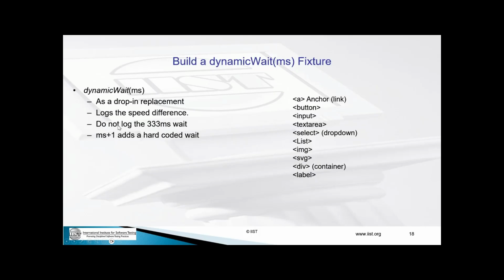And as I said, we don't want to log the small weights that are inside of this. We can tell the AI not to do that. We can log the speed difference, how much faster or smaller. We could even force it to have a hard-coded wait by telling it to wait not 2,000 milliseconds, but 2001. We'll talk about that in just a minute.